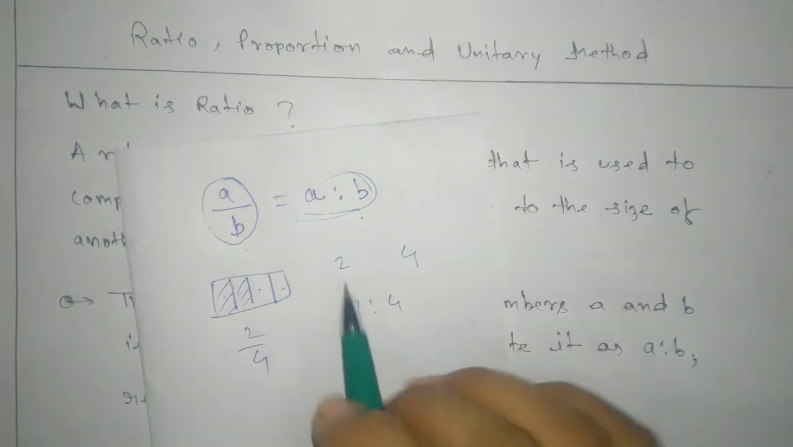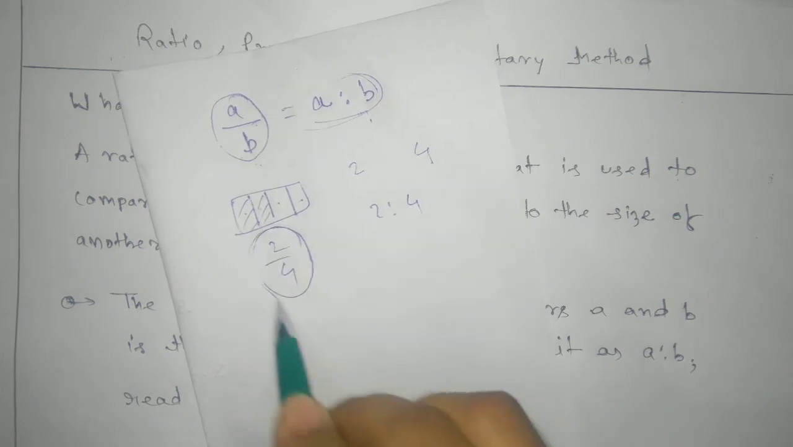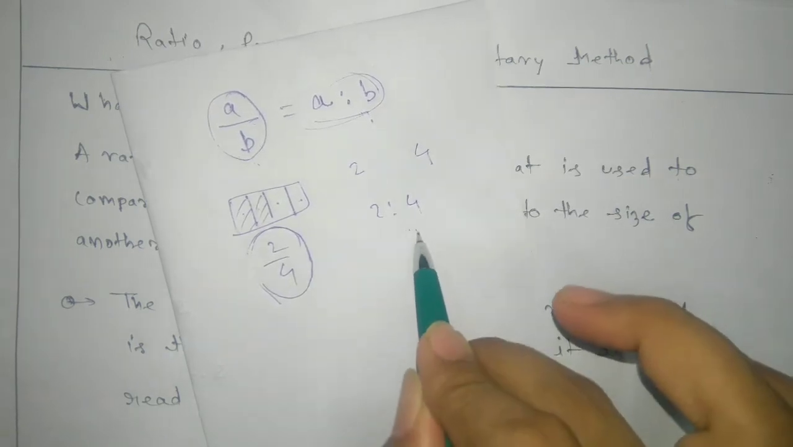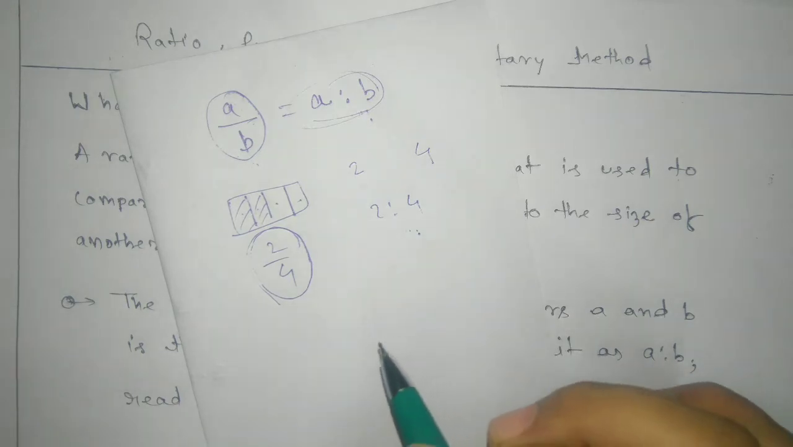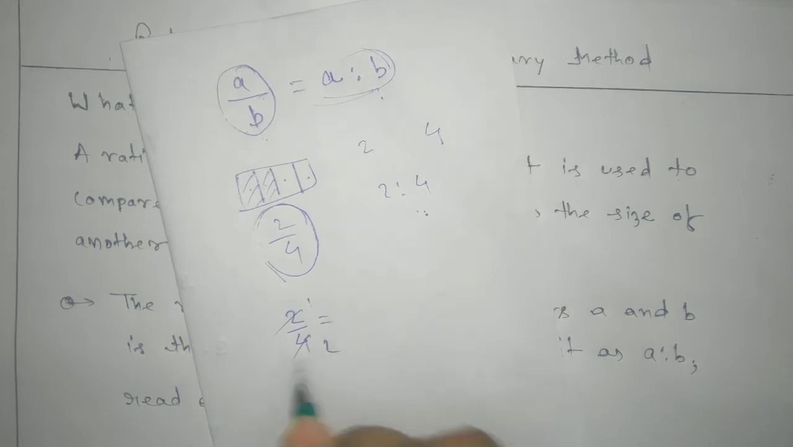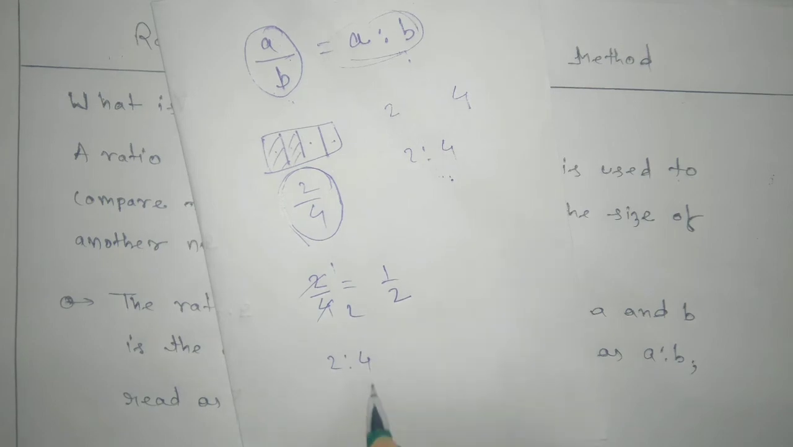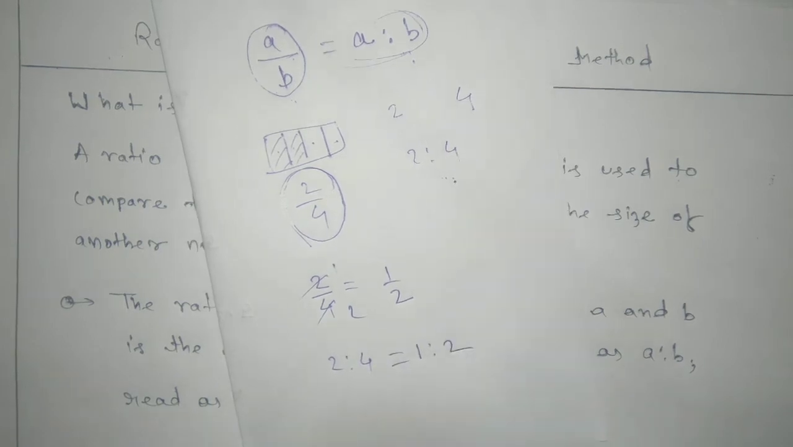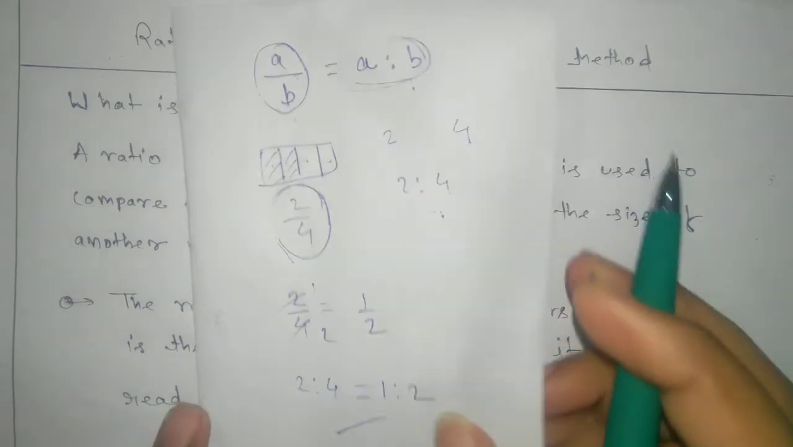So whatever rules we apply for fractions, the same rules we apply for ratios. Conceptually they differ, but numerically both are equal. So if we write 2 by 4 equals what? 2 ones are 2, 2 twos are 4, that means 1 by 2. Same thing you can do: 2 is to 4 can be written as 1 is to 2. Both are the same thing. So here it is a little different.